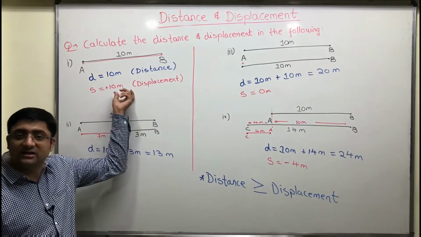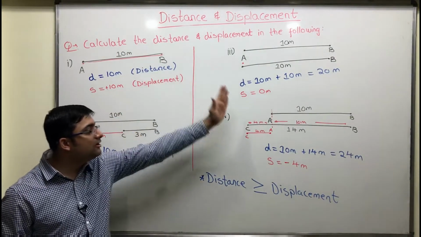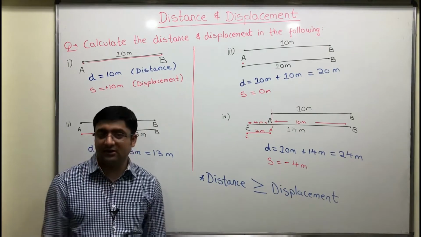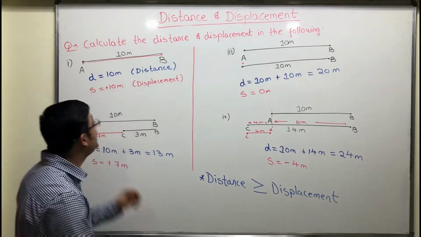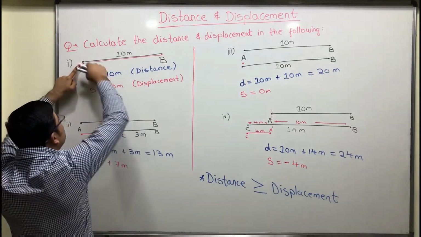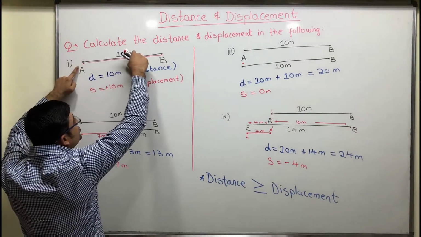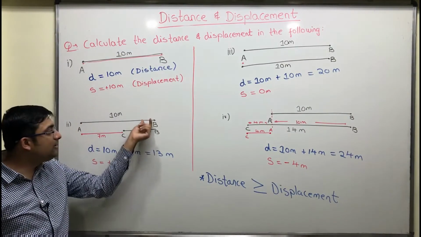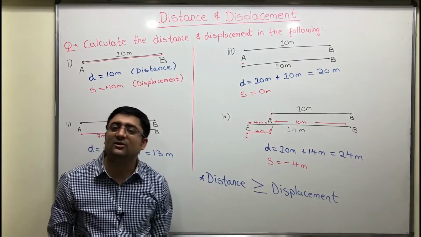See, here the distance and displacement are same. In all of the three cases, distance is more than displacement. So the only scenario when distance and displacement are the same is when you move in a straight line and you don't change your direction. See, you're moving in a straight line over here, right, without changing your direction. So only in this case, distance and displacement are the same. The moment you change your direction, as you can see, it will start varying.